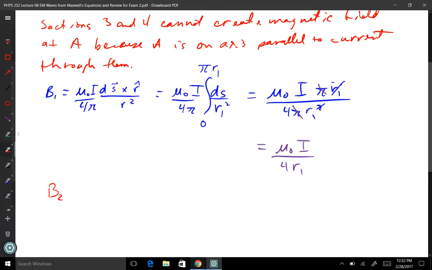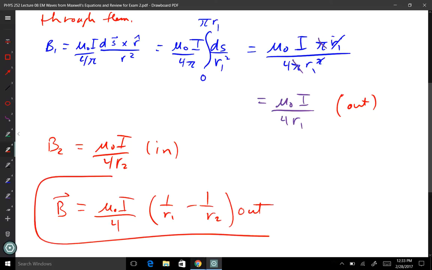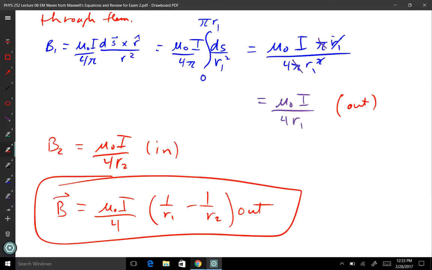And remember, there was direction to this, and the direction for r1 was coming out. For B2, it's going to be mu naught I over 4 r2 going in. And so what's the total magnetic field? And then you have to put in your numbers. I trust that agrees with the answer I wrote there. Yeah, thanks. All right. Anything else?